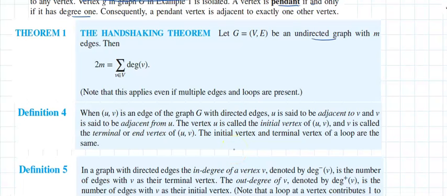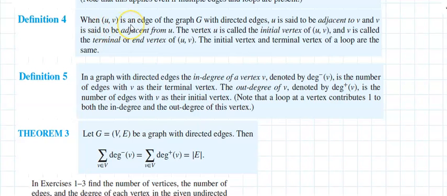If I have an undirected graph with m edges, then the sum of the degrees is going to be 2 times the number of edges. So the sum of the degrees of v will be 2 times the number of edges. This is one way to figure out how many vertices you have. Note that this applies even if multiple edges and loops are present.